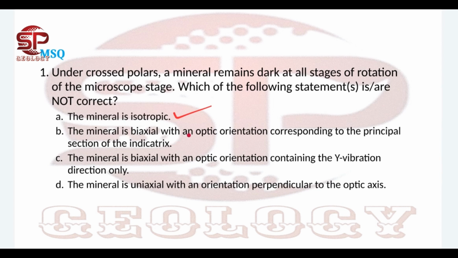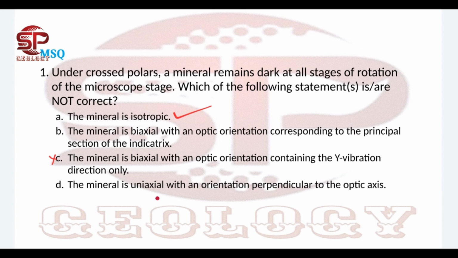The mineral is biaxial with an optic orientation corresponding to the principal section of the indicatrix. If you take a principal section of the indicatrix, it will not become isotropic. So in biaxial there is no such orientation where the mineral will be dark at all stages. The mineral is biaxial with an optic orientation containing the Y vibration direction. It will also be incorrect.